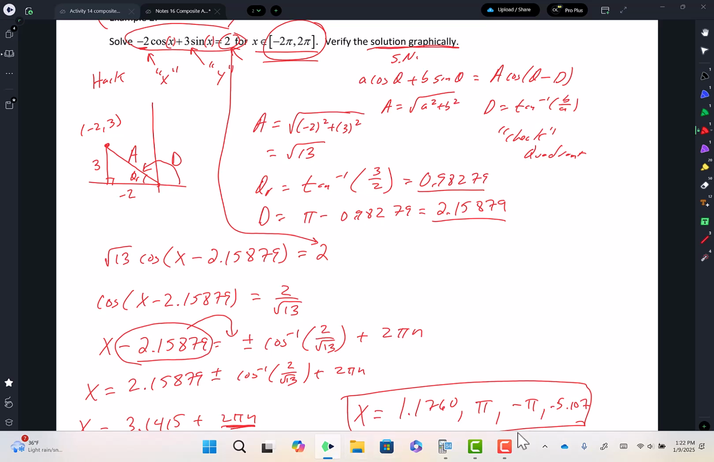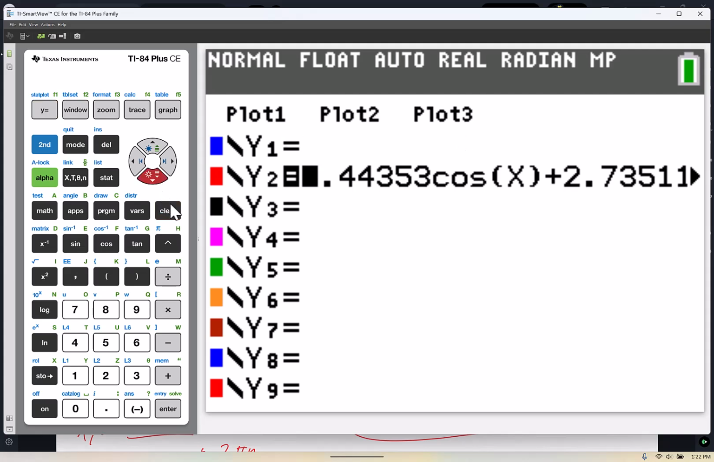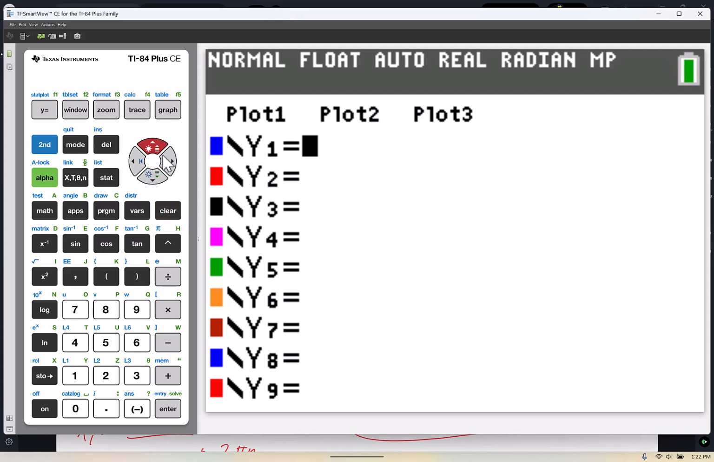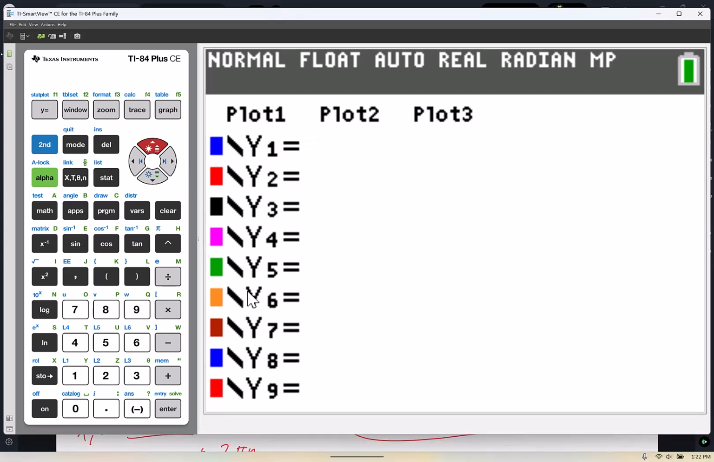So take your calculator, go to y equals. Shout out to you guys who got calculators as Christmas gifts. I think that's so cool. I did the same thing when I was a little kid. I asked my parents for a calculator for Christmas.